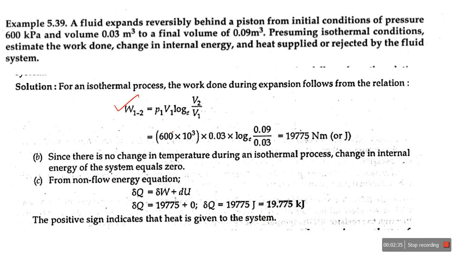First they calculate work done. They convert pressure to Newton per meter square. V1, the volume, is there with us, and log to the base e. We can get the work done in joule because pressure is in Newton per meter square and volume in meter cube, so Newton meter is nothing but joule. No change in temperature, so the internal energy is 0. As I told, for non-flow energy equations, dQ is equal to dW, which is positive. What it indicates is that heat is given to the system.